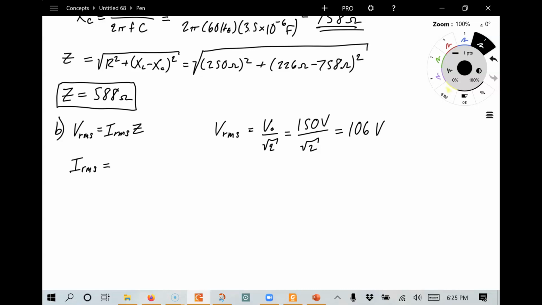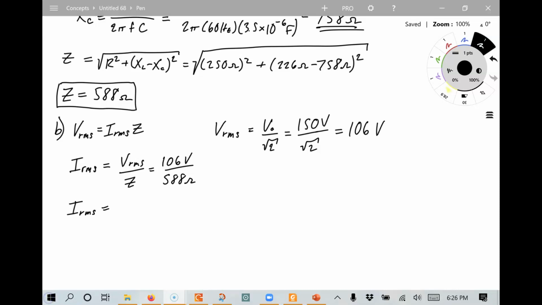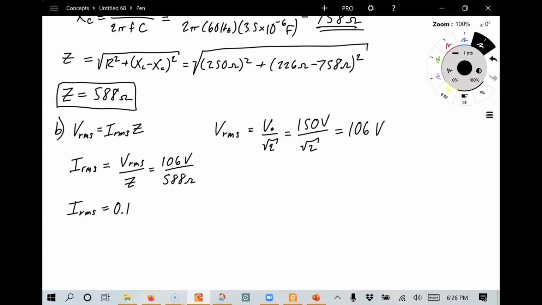Now to calculate the current, we've got everything we need. The RMS current is going to be equal to the RMS voltage divided by the impedance. Putting the numbers in, 106 volts divided by 588 ohms is going to end up giving us an RMS current equal to 0.18 amps.